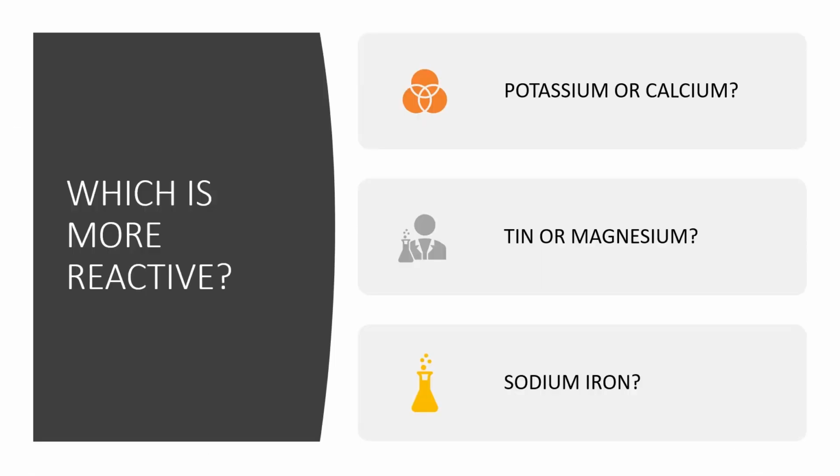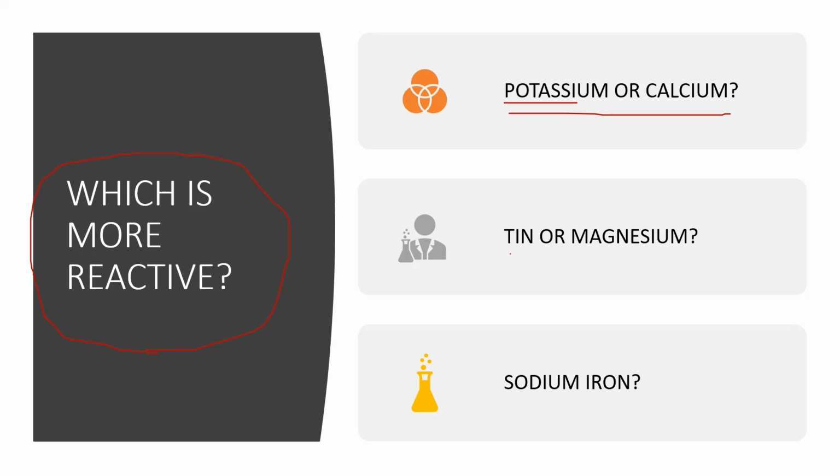Alright, this is a simple quiz for you. Which is more reactive? Potassium or calcium? I'll give you some time. Now the correct answer is potassium. Potassium is at the very top of the list, and that's the most reactive metal. So it goes potassium. After potassium, we have sodium, the can of soda. After sodium, we have calcium, a carton of milk. So potassium is higher on the list, so it's more reactive.